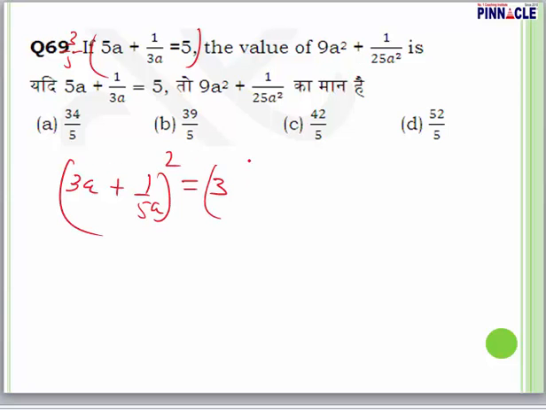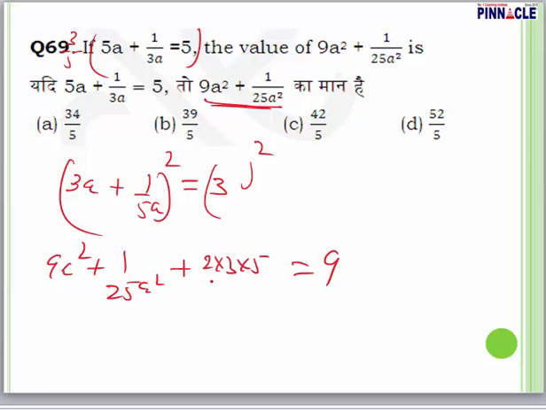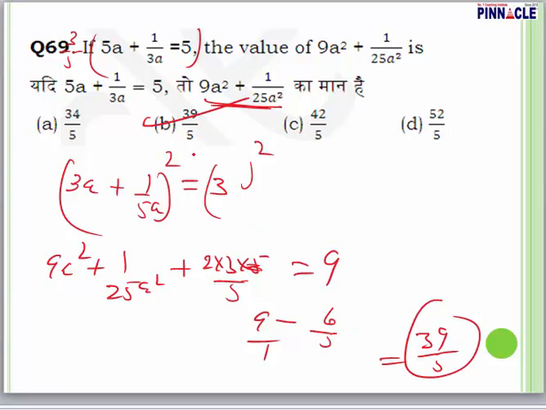Now square both sides. Then we will have 9a² + 1/(25a²) + 2 into 3 into 1/5, because a cancels with a, which is equal to 9. In other words, this will be equal to 9 − 6/5. So 39/5 should be the answer. 39/5 should be the answer, which is B.